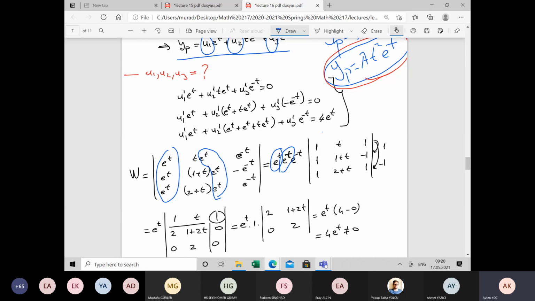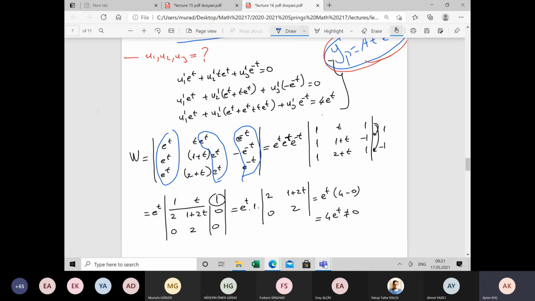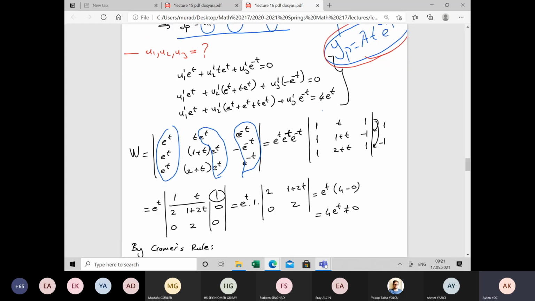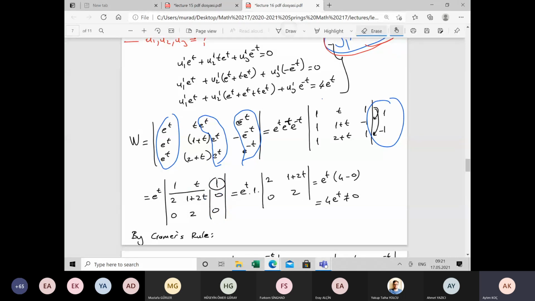So the first column will be 1 1 1, and the last one has minus 1. It is easy to compute now. Using the elementary row operation, it is easy to get 1 0 0 in a column here. Using the last column expansion, because the last column contains only one non-zero entry, we obtain this one. This determinant gives 4 times e to the t, and we know that this one is always non-zero.